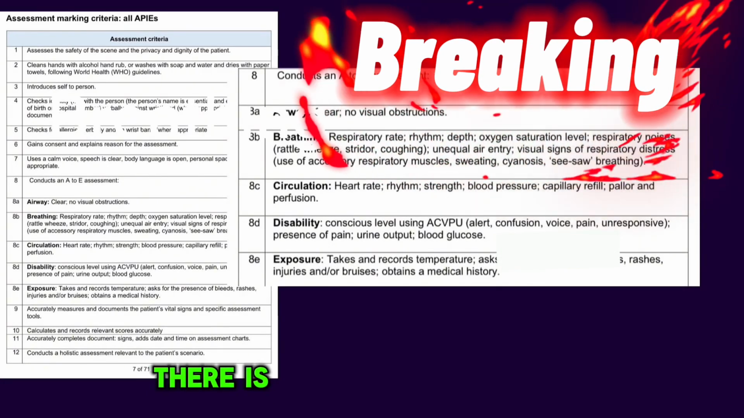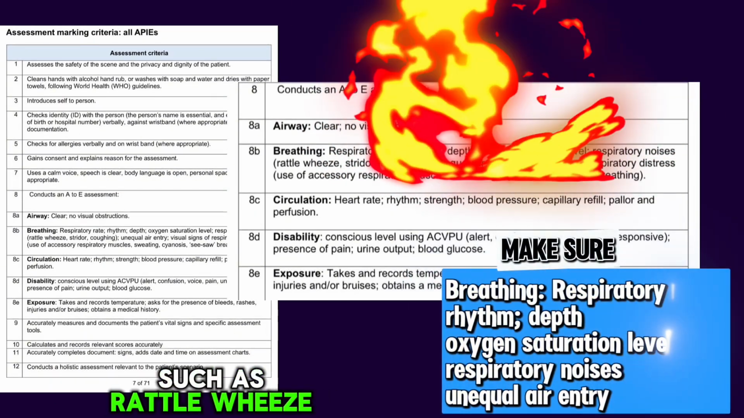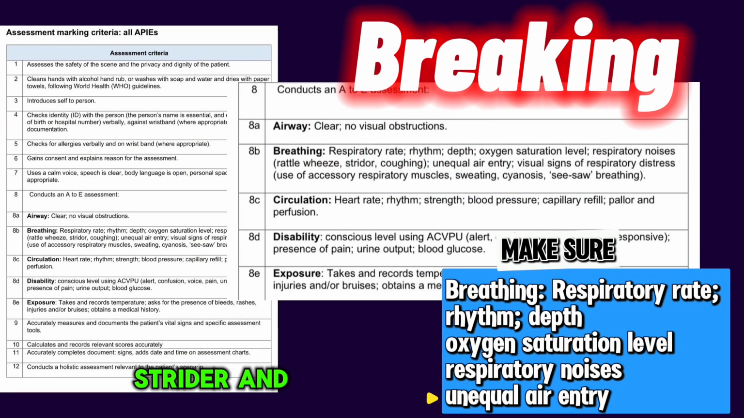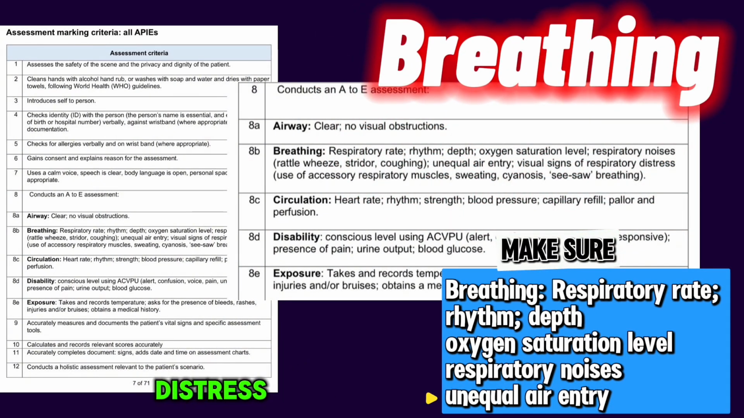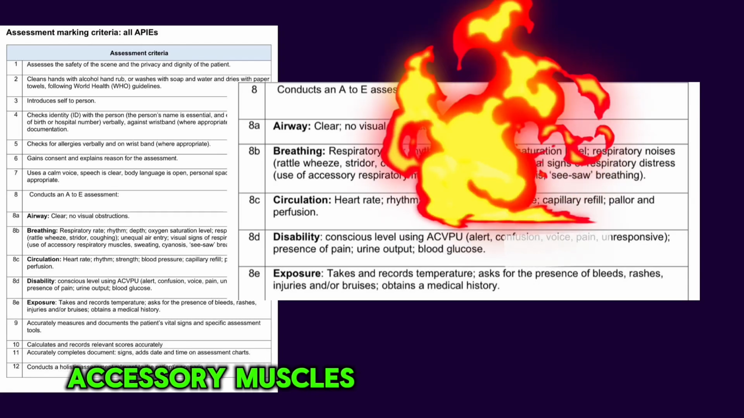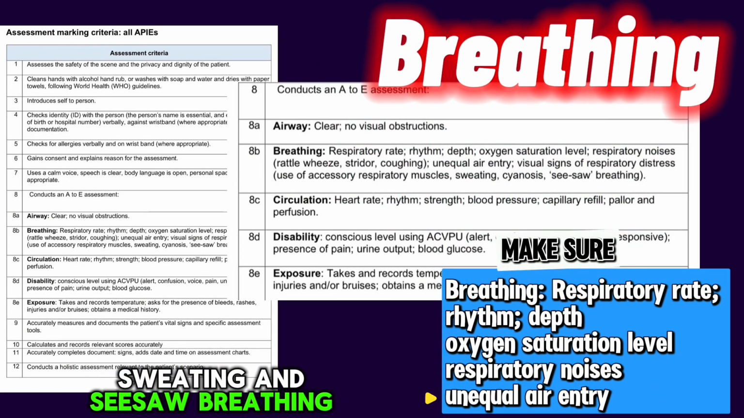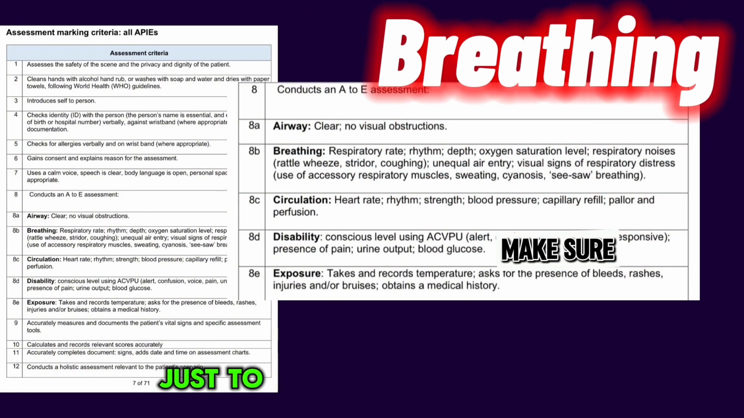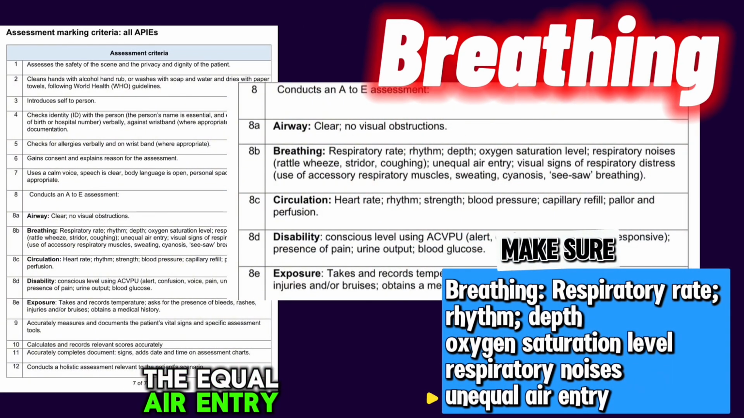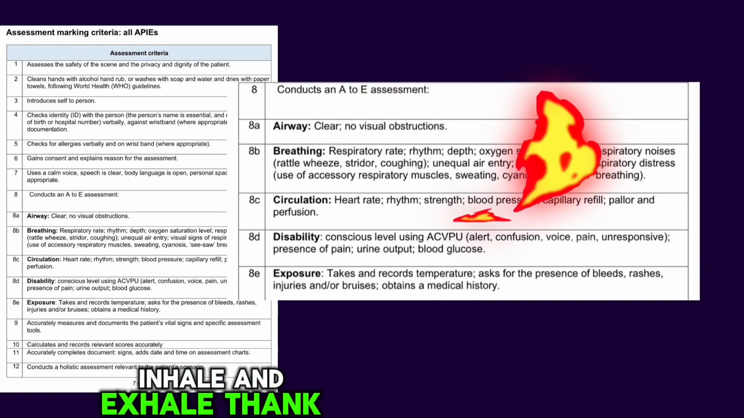I can see that there is no audible respiratory noises such as rattle, wheeze, stridor, and coughing. I can see no visual sign of respiratory distress such as use of accessory muscles, cyanosis, sweating, and seesaw breathing. Porter, would it be alright if I put my hands on your chest just to check for the equal air entry? I want you to inhale, exhale, inhale, and exhale.